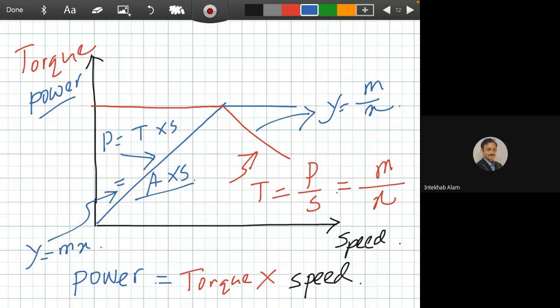Do you have any question regarding these two lines? Whenever we change the power and the torque, we can get this type of lines. Do you have any question regarding this topic? No, sir. This is all about the AC motor drive for the undergraduate course.